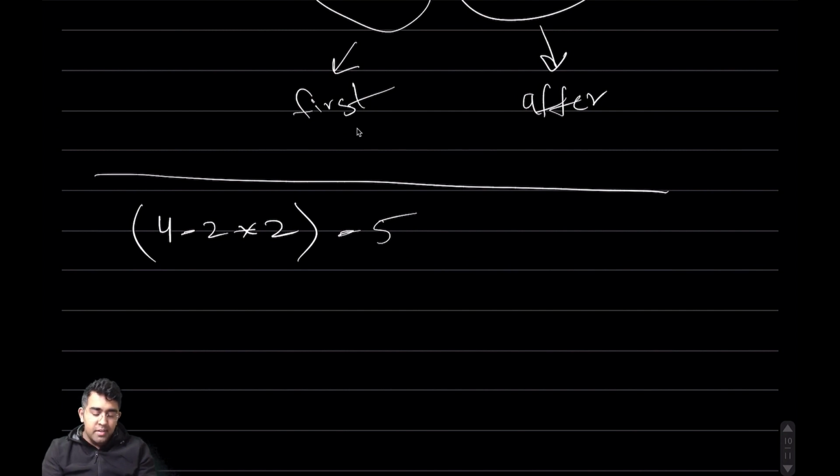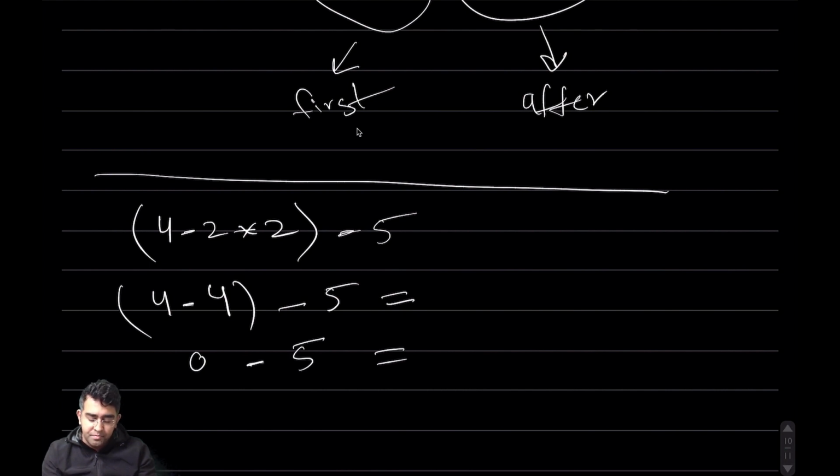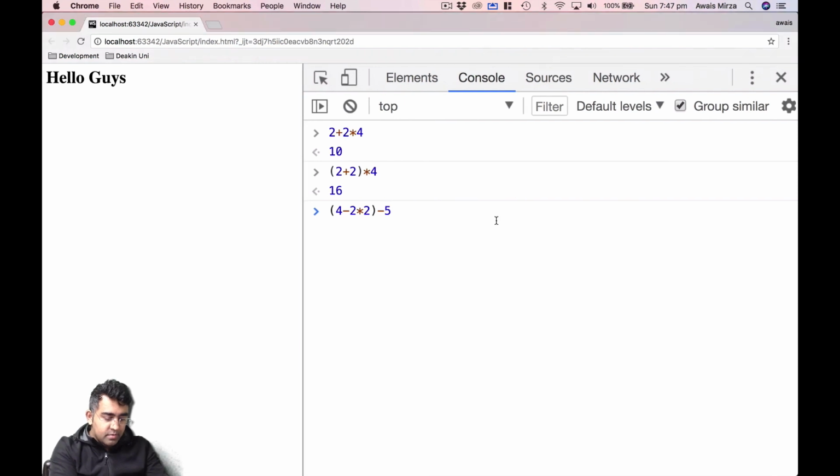So here, the first thing in the brackets, the multiplication operator, is going to get applied. So that will become 4 minus 4 minus 5. 4 minus 4 is 0, and then 0 minus 5 would be just minus 5. Let's take a look at what we get. Press enter, and we get minus 5. As you can see, inside our brackets, the multiplication is evaluated first, and then any other operator, and then after the brackets, whatever is outside. So this is how operator precedence works in JavaScript.